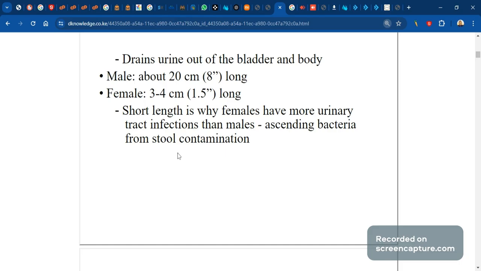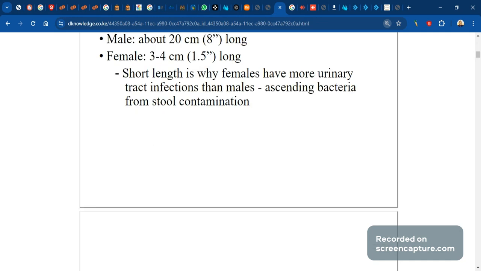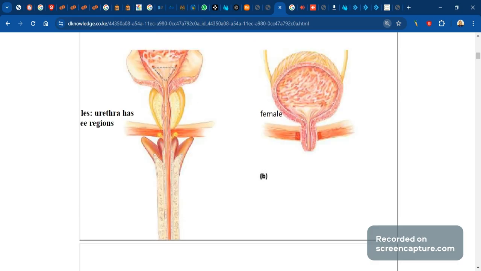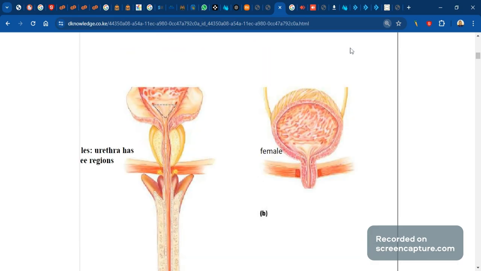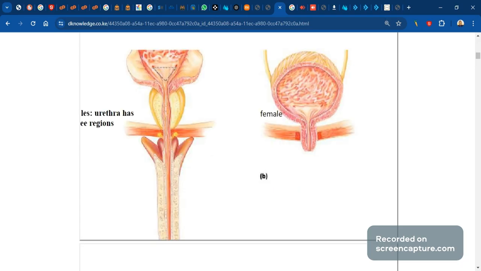So that is why females have more urinary tract infections than males. Bacteria ascend from stool when you are cleaning yourself after passing stool and contaminate your vagina, or maybe during sexual activity. The shortness of the urethra makes the bacteria ascend faster, and therefore you get infection. So this is how it looks. We have the urethra, going out, in females just from here to here only.